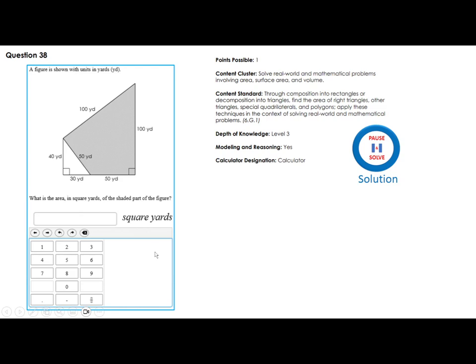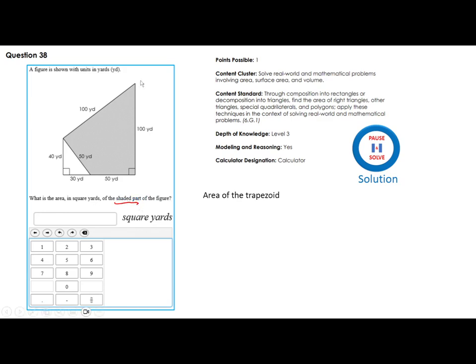Question number 38. A figure is shown with units in yards. Sometimes they give you information you don't need, okay? You have to be careful and think about it. What is the area in square yards of the shaded parts? Shaded part.